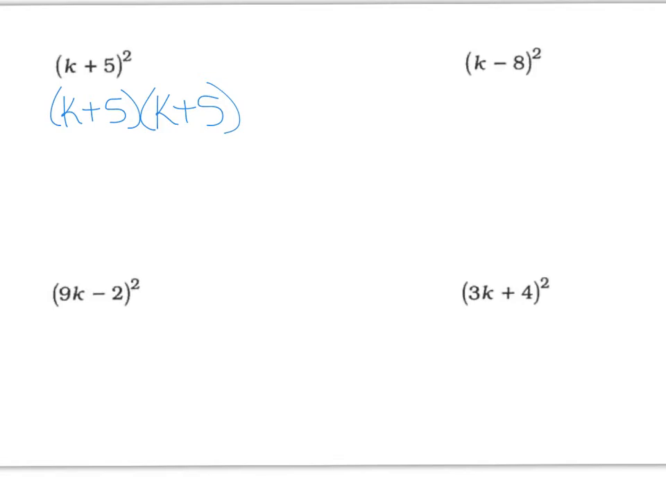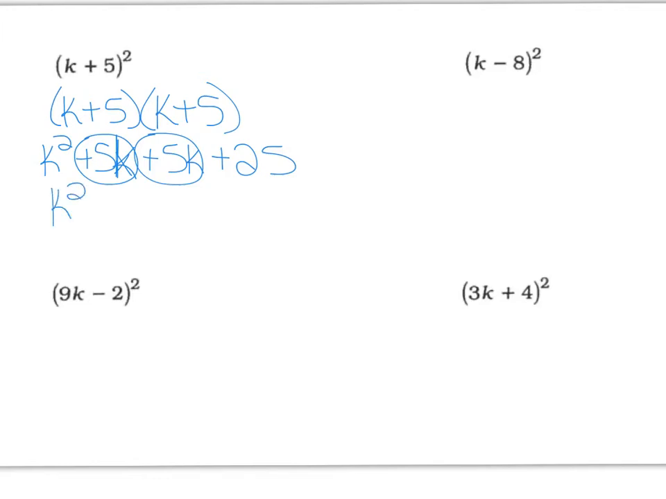Now it looks like what we've been doing. This is 2 binomials multiplied together. So you can use the box method, you can use the distributive property. I'm going to use distributive property here. K times k is k squared, k times 5 is 5k, not x. 5 times k is 5k, 5 times 5 is 25. These 2 will combine, and I end up with k squared plus 10k plus 25. So when I square a binomial, I get a trinomial.